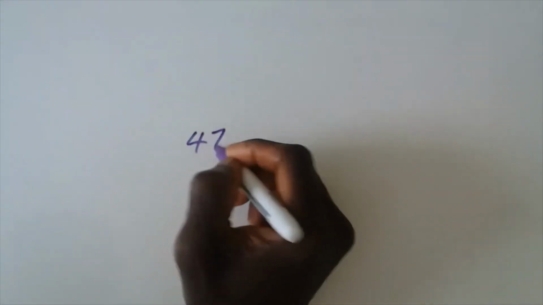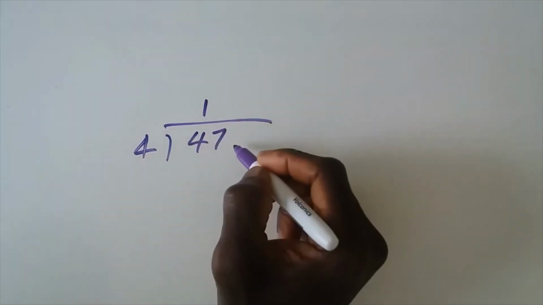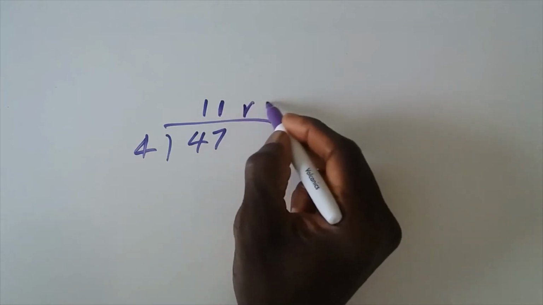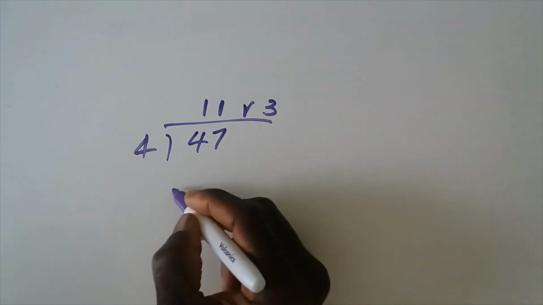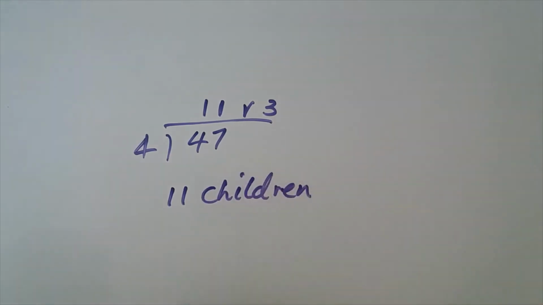A bag holds 47 sweets. How many children can have 4 sweets each? Well, if it has 47, we can divide that by 4. 4 1s are 4, 4 1s are 4, and we have a remainder of 3. So, if we answer the question, how many children can have 4 sweets each? 11 children can have 4 sweets each.